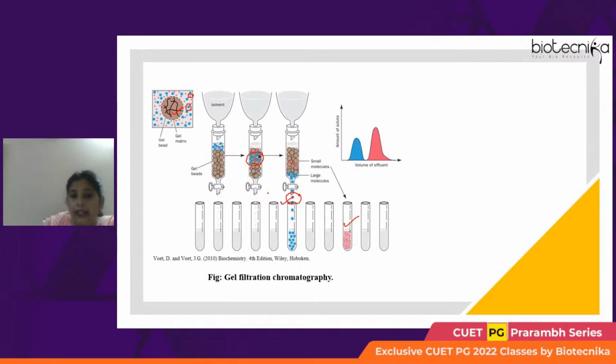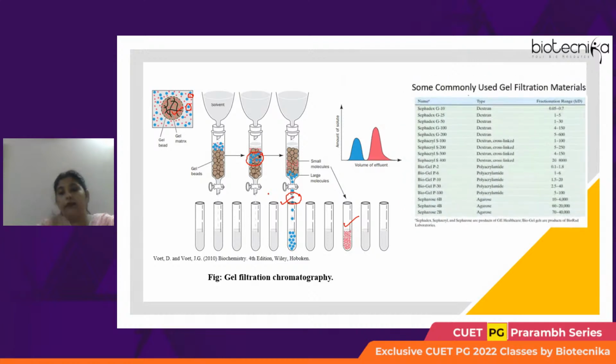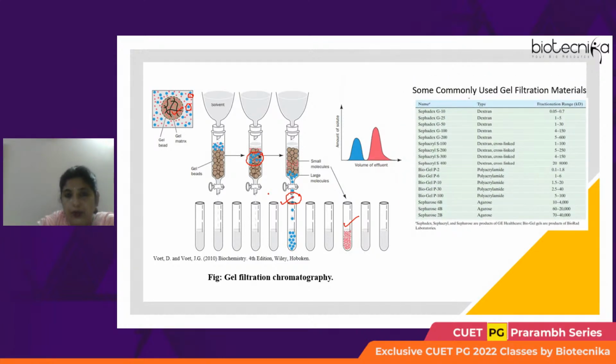And what are the gel filtration materials that you can use here? We have dextran, polyacrylamide, and agarose. The beads are made up of these polymers. So what is dextran? It is a polymer of what? Who will tell me? Dextran is a polymer of, you have to understand what is dextran, what is agarose, what is polyacrylamide.